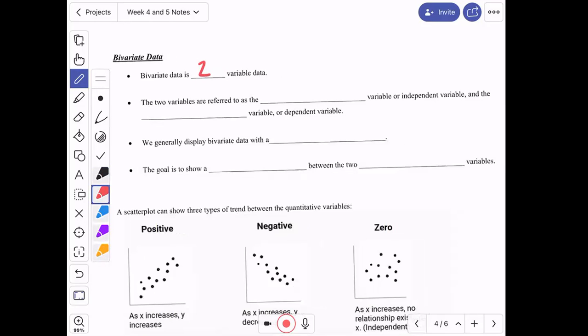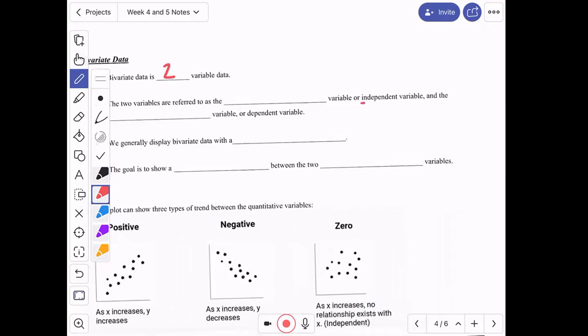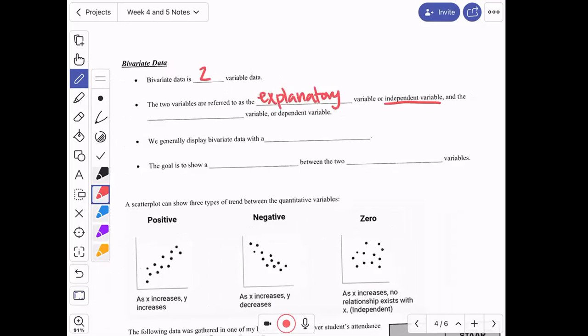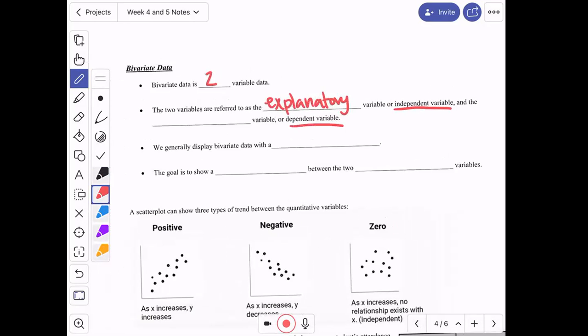The two variables are referred to as the first variable, the independent variable, which we're going to call our explanatory variable. It's called the explanatory variable because it explains what's going to happen. And this other variable is called the dependent variable, or the response variable. We're going to display these variables with a new graph called a scatter plot.